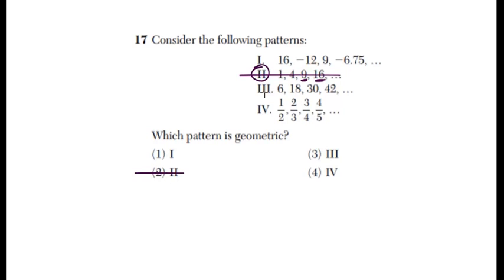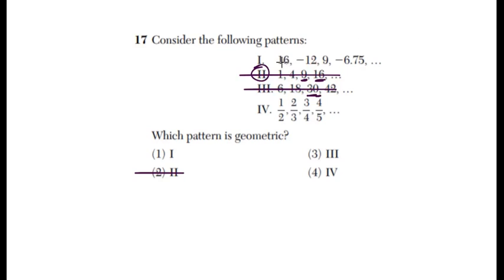Now, if you look at number 3, to go from 6 to 18, I have to multiply by 3. Okay, so let's try that. 18 times 3 does not give us 30. So right off the bat, we know it can't be number 3. We have to multiply by the same value every single time to get to the next term. It's always going to be the same.